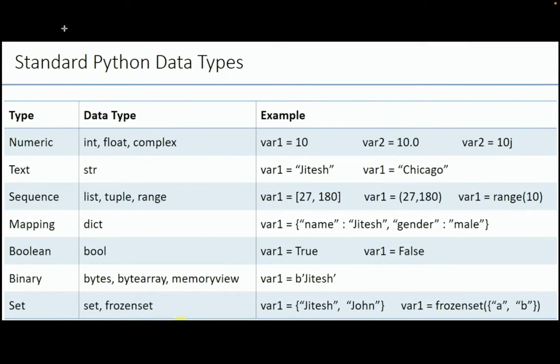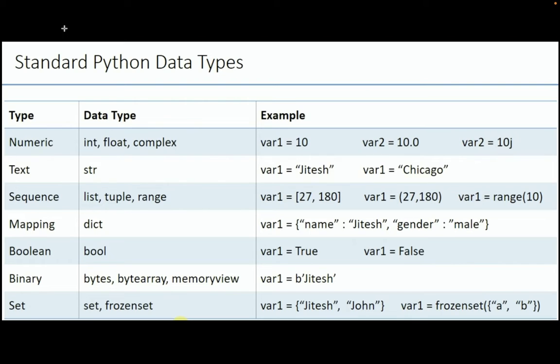Hello guys, in this video we will cover various data types of a Python variable. A variable is a reserved memory location, and the data type of that variable decides what we can store in that particular location.